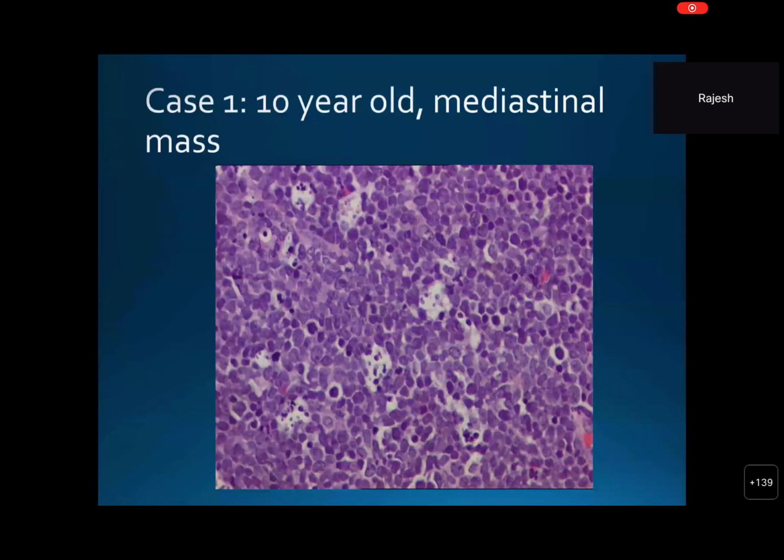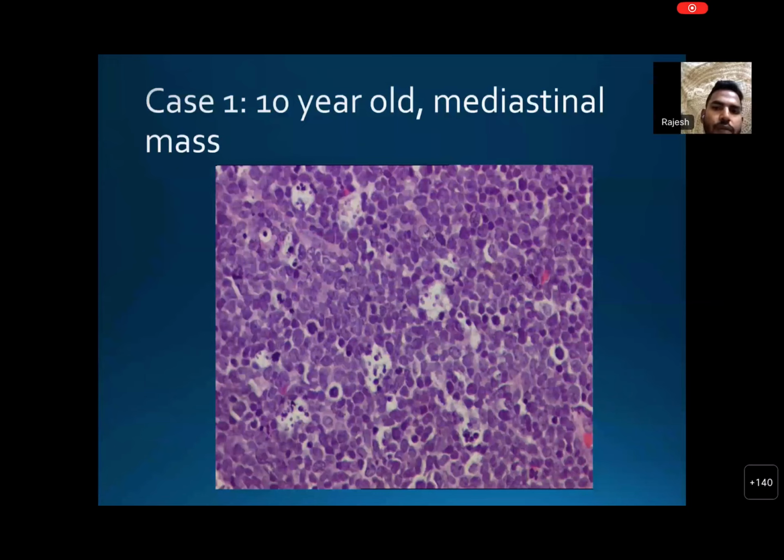For example, it is a child, and you have a morphology. Just in this instance, look at this image. It's showing sheets of monomorphic round cells. These round cells have high NC ratio. Why are you saying that it is a round cell tumor?